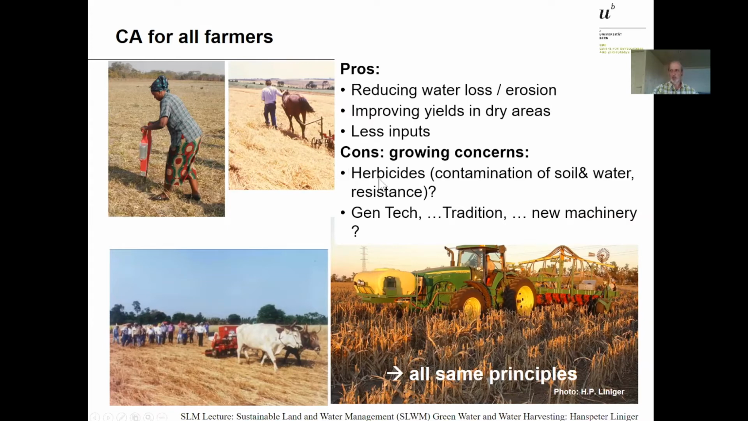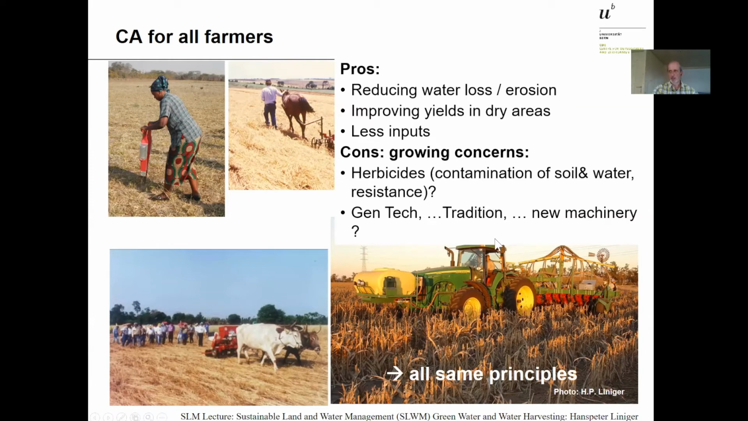But there are some cons. The herbicides, the contamination. The discussion about the herbicides is growing at the moment, more and more. Some years back, it wasn't such a big issue, but now it gets bigger and bigger. The other one is maybe that one is using in combination with these big machines also gene technology, as well as new machinery that is needed. So people might have other machines that are for plowing. They don't have this equipment. So you have to reinvest into new machinery.